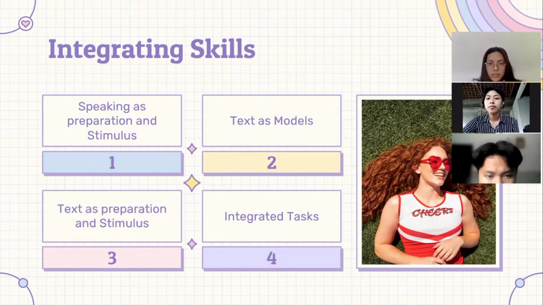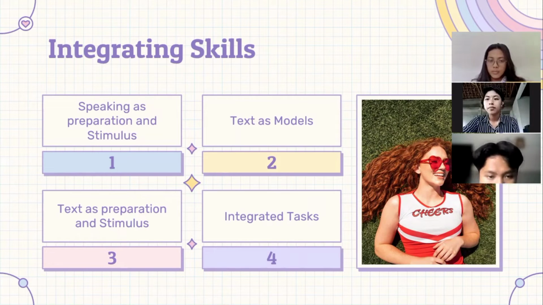The second one is text as a model, especially where students are working with genre-focused tasks, written and spoken. Texts are a vital way of providing models for them to follow. One of the best ways of having students write a certain kind of report, for example, is to show them some actual reports and help them to analyze the structure and style.